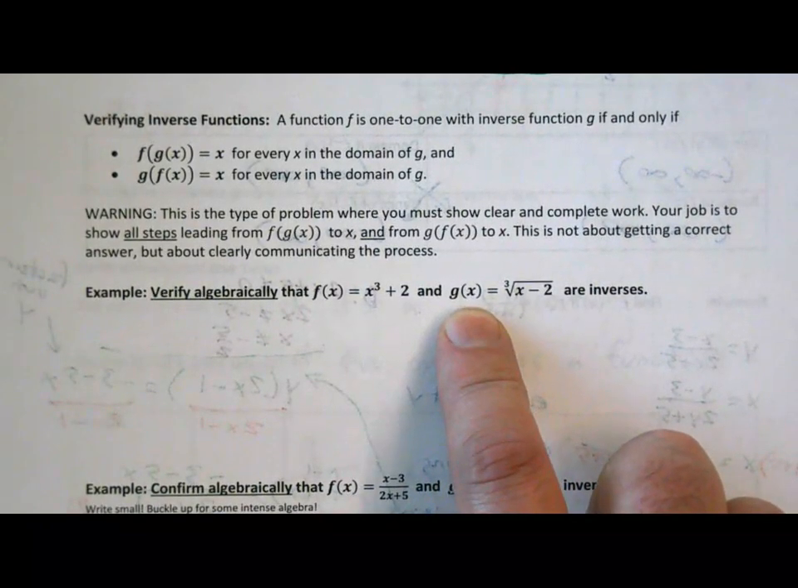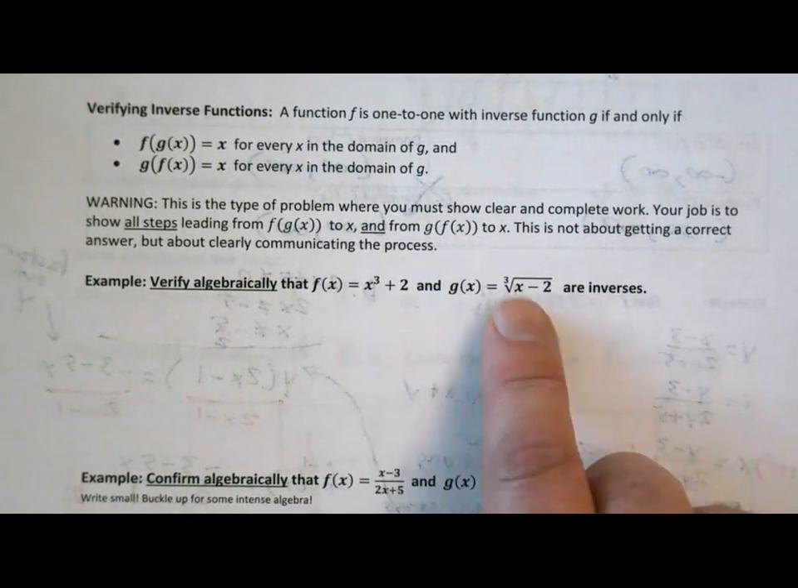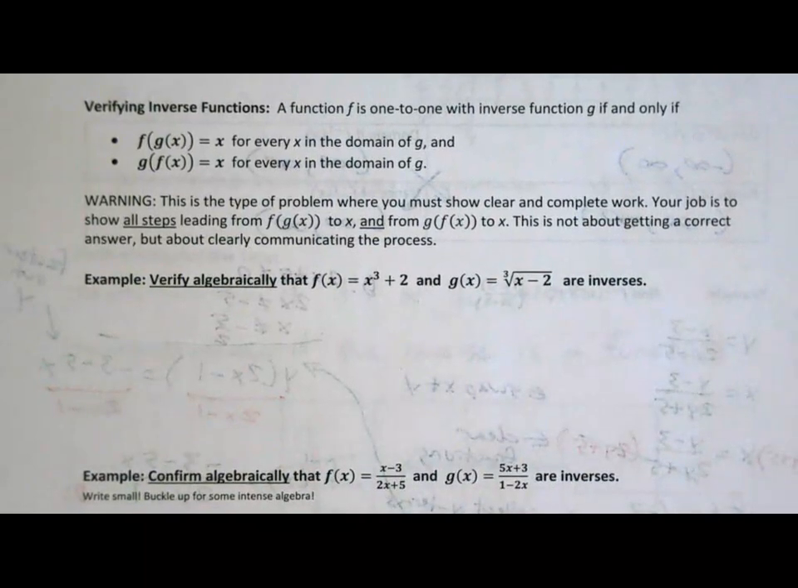And the algebraic way that you do this is you don't go through and you find the inverse of this and match it up to this. You actually have to use composite functions. You need to do f of g of x and g of f of x, and we should get x for both of them, okay?